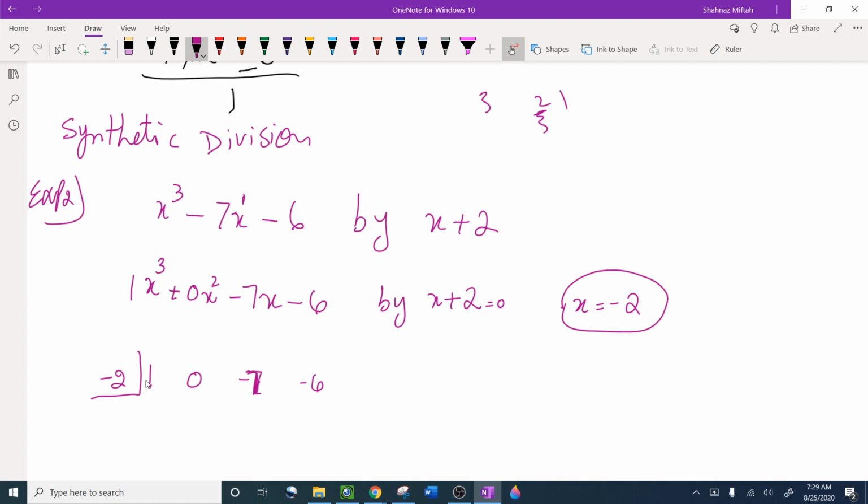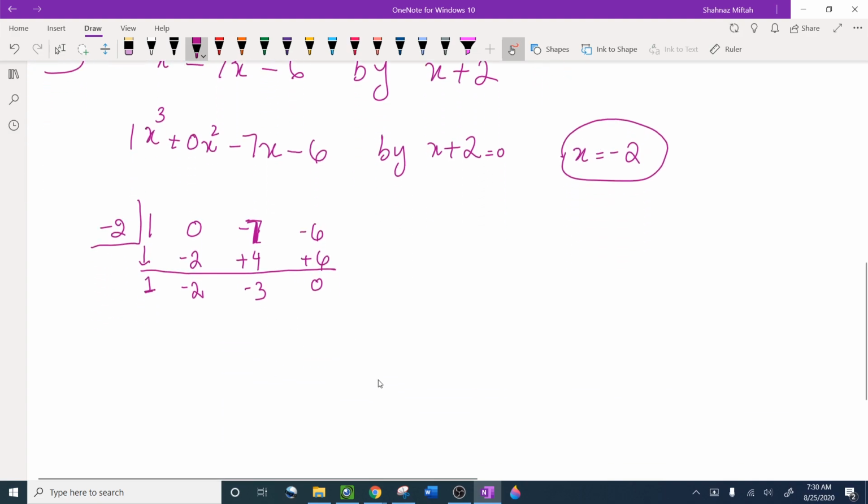So what we do in this case, we draw a line. This 1 is going to go down. Now we multiply negative 2 by 1. Negative 2 times 1 gives me negative 2, and that negative 2 goes here. Subtract. Then negative 2 times negative 2 is going to give me positive 4. This is going to be negative 3. Negative 3 times negative 2 gives me positive 6, and we get 0. So synthetic division, I'm done, because when we get 0 at the end, we are done.